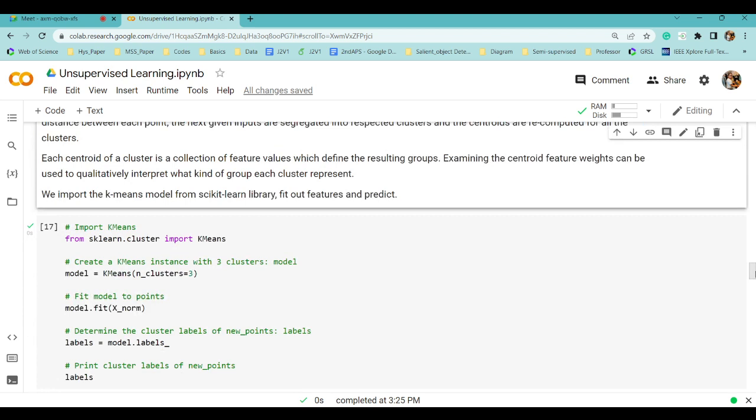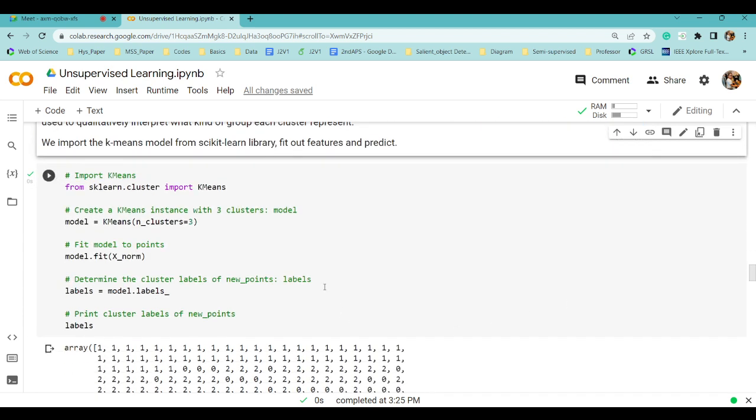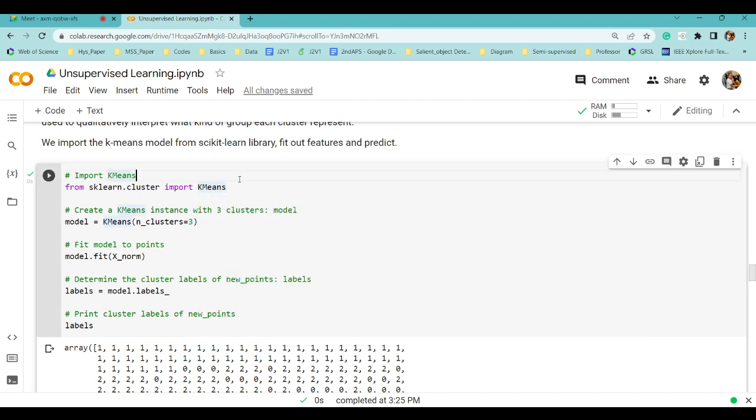Okay, so again, it's pretty much simple, like sklearn clusters. You're importing your k-means, which is already in sklearn. I'm taking n_clusters as 3. This k value I'm taking as 3. Why 3? Because we were dealing with 3 classes, right?